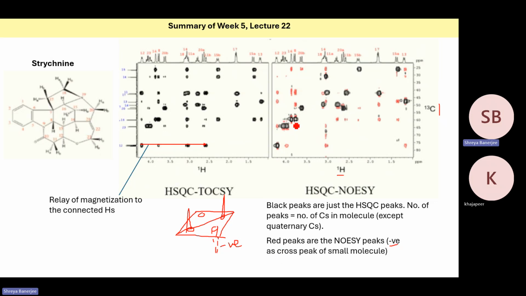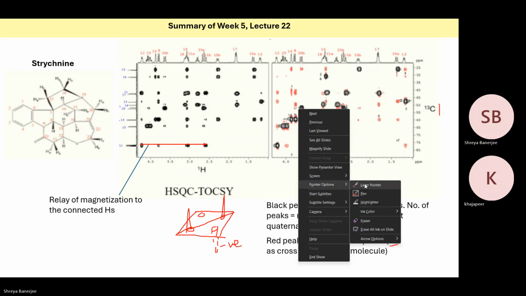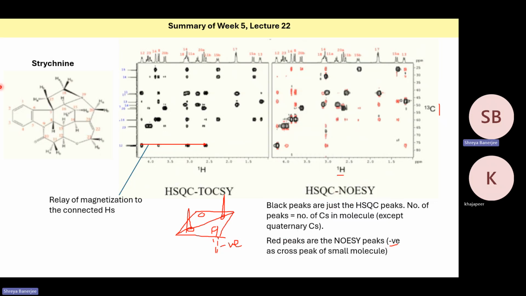and these negative peaks are the ones that appear as red. The black peaks are due to HSQC. We know that the NOESY peaks of strychnine, in the HSQC-NOESY, will be only cross peaks because the two axes have different frequencies, different atoms. If we are observing only cross peaks in the NOESY, all the NOESY peaks will be negative. So all these red peaks that you see are due to NOESY, and the black peaks are the HSQC peaks, which are positive.